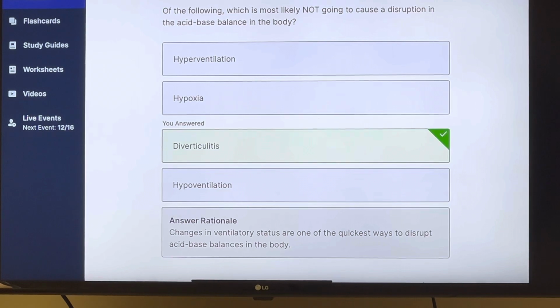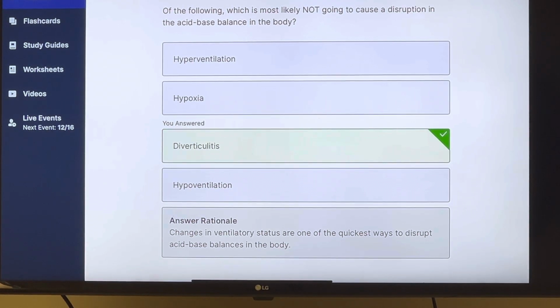So somebody's hyperventilating, they're breathing too fast. Are they acidotic or alkalosis? They're alkalosis, blowing off all the CO2. If you're blowing off too much CO2, you're alkalosis. If you retain it, you're acidotic. So B, somebody who's hypoxia.